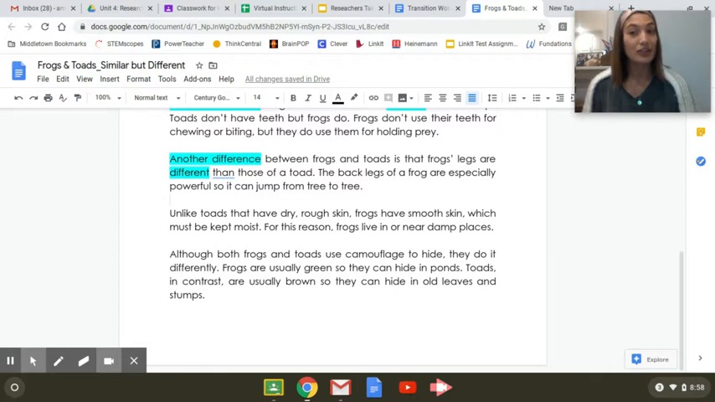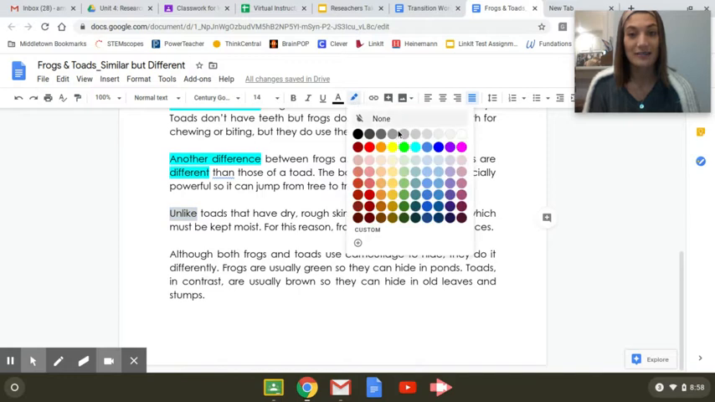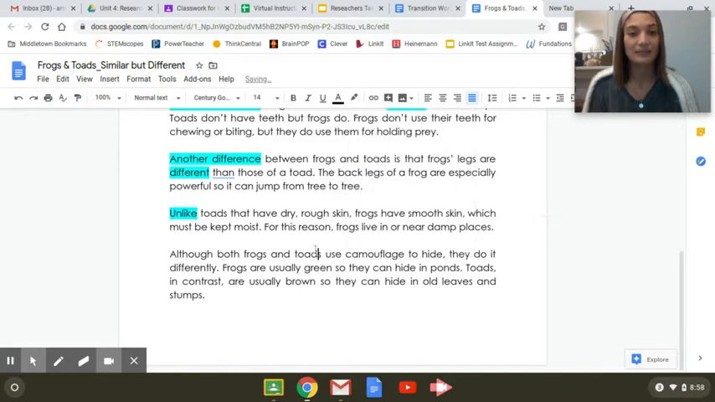Did anyone see the word "unlike," which shows that they are contrasting them? I sure did. Let's read the last paragraph together. "Although both frogs and toads use camouflage to hide, they do it differently." So look, it's saying both. So it's talking about something that's similar first, but then they're talking about how they're different.